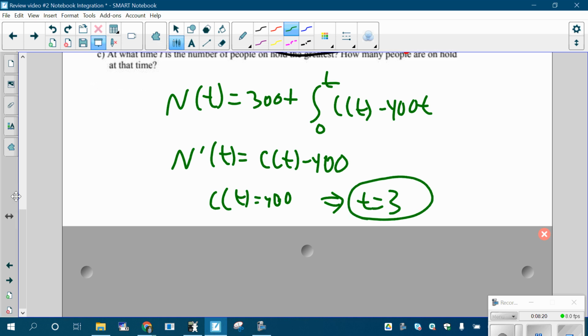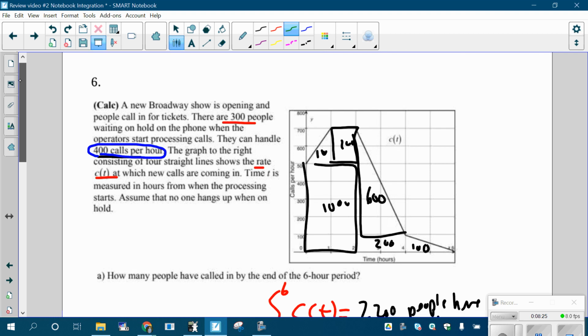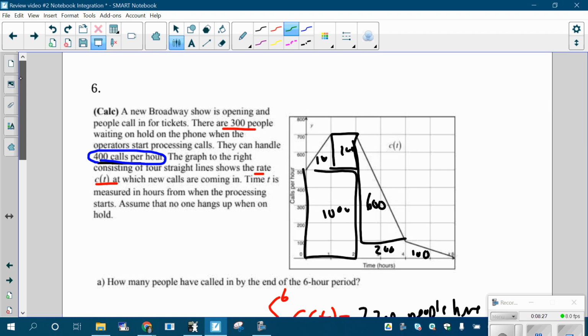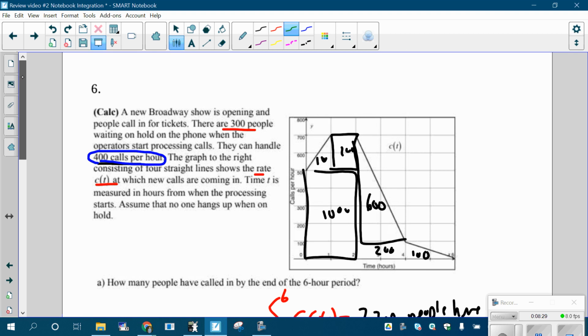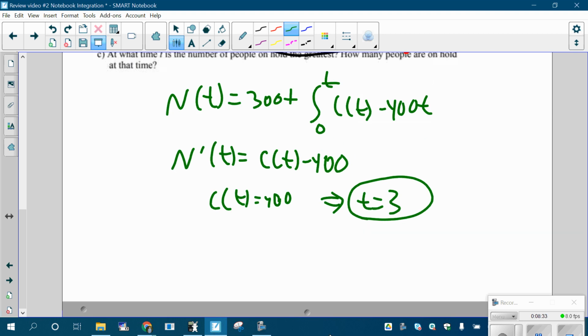But they're asking me at what time is the number of people on hold the greatest. This function is defined for t between 0 and 6 hours. So I'm finding an absolute max, so I need to do a candidates test. Okay, again, this is the critical point. It might be a relative min or a relative max, but if I want to find an absolute max, I also need to consider the endpoints. So what I need to consider here is at time 0, time 3, and time 6.